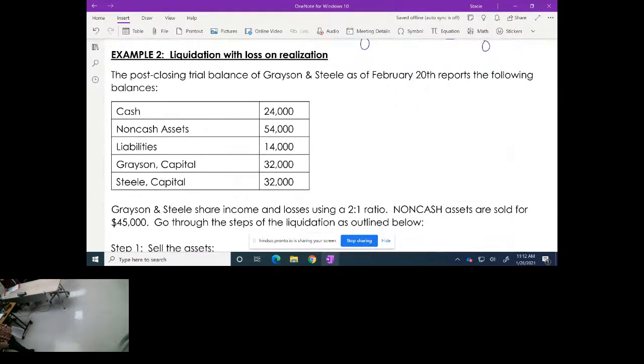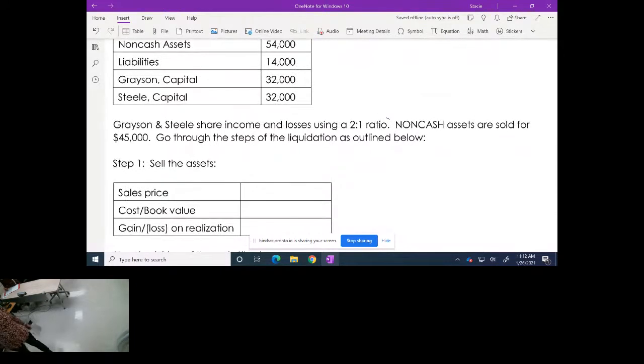Okay, so now we're going to look at a liquidation where they lost money on selling the assets. See how that looks. Grayson and Steele have the following numbers in their post-closing trial balance. Cash of $24,000, non-cash assets $54,000, liabilities of $14,000, and each partner has $32,000. They're sharing income and losses on a 2-to-1 ratio. Non-cash assets are sold for $45,000. So there's all our detail. Now we have to apply it to the steps.